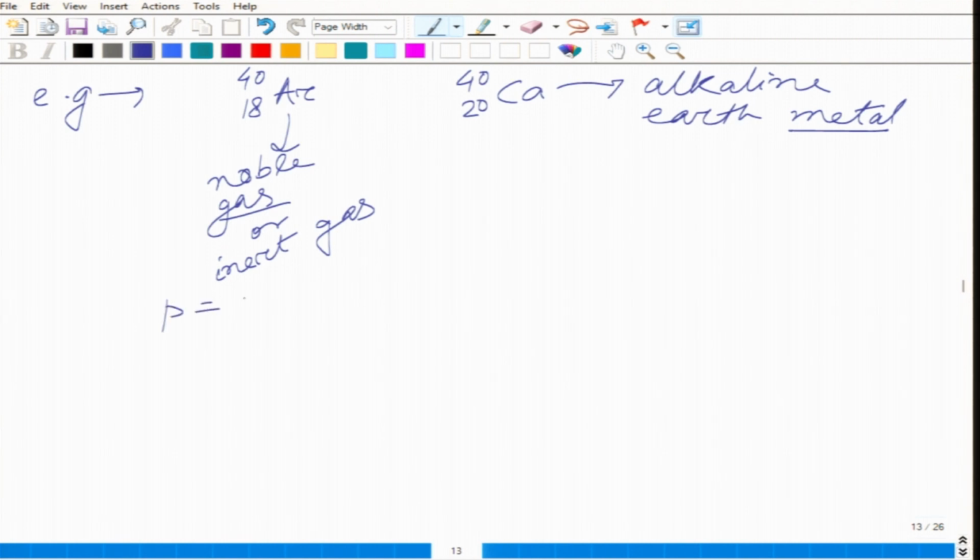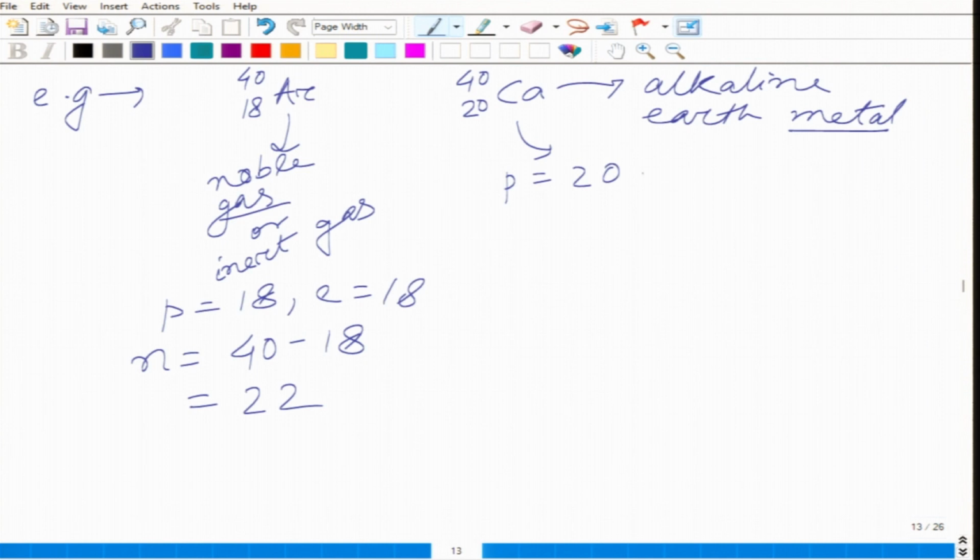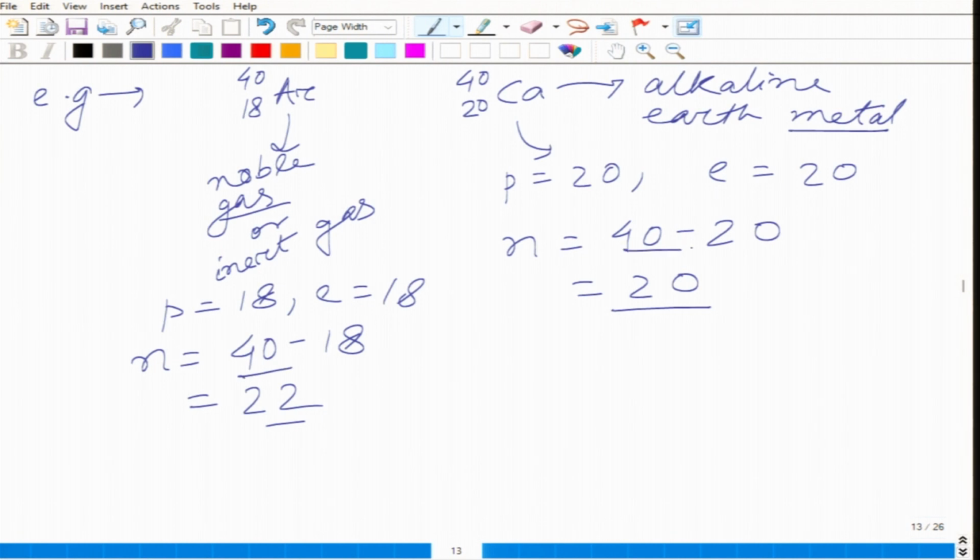Argon has number of protons 18, number of electrons 18, and the number of neutrons will be 22. For calcium, the number of protons is 20, electrons 20, and the number of neutrons will also be 20. So their numbers of neutrons are different, and the numbers of protons and electrons are also different, just the mass is the same.